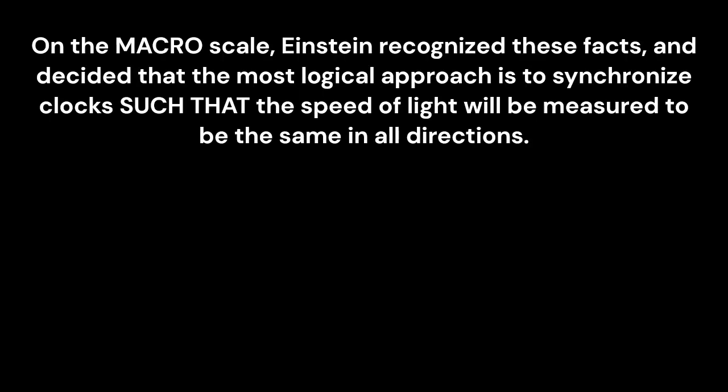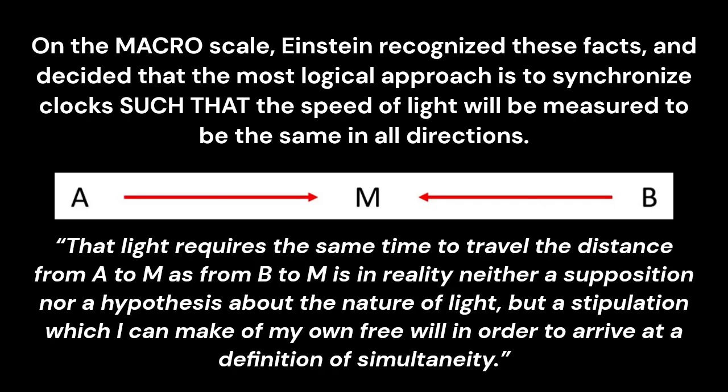Now, Einstein and Lorentz, they didn't have our constructive model. But on the macro scale, Einstein still recognized these facts about synchronization, and he decided that the most logical approach is to synchronize clocks such that the speed of light will be measured to be the same in all directions. So he was quite aware of this issue. And here's the quote of Einstein on this topic.